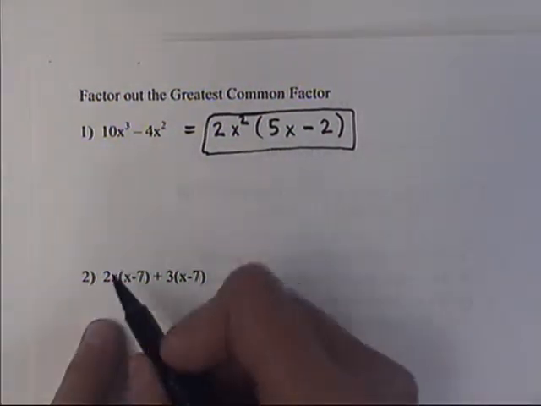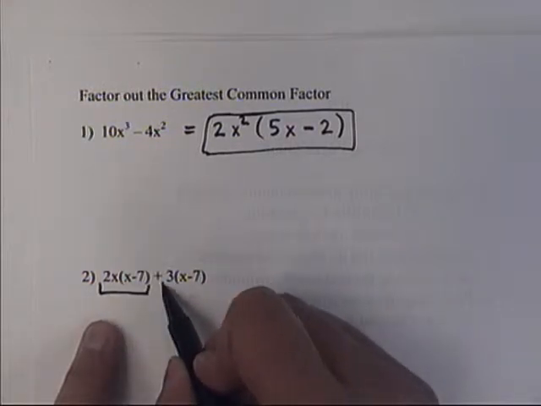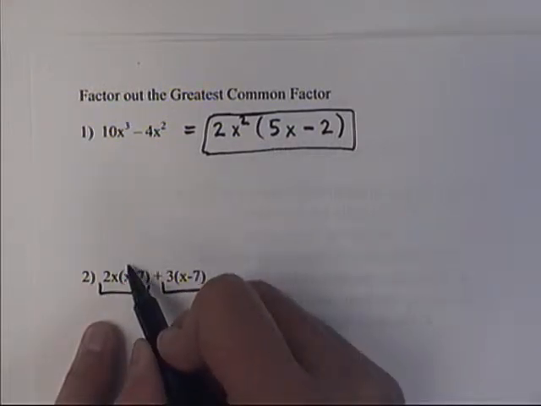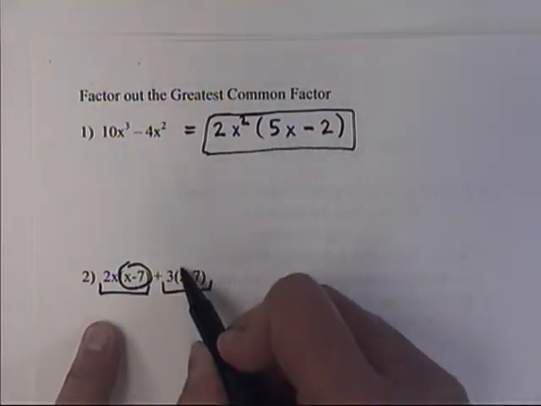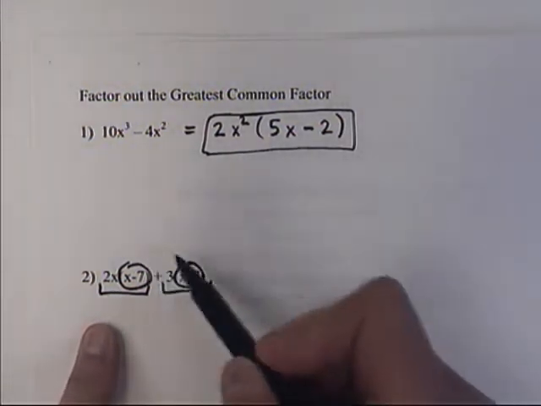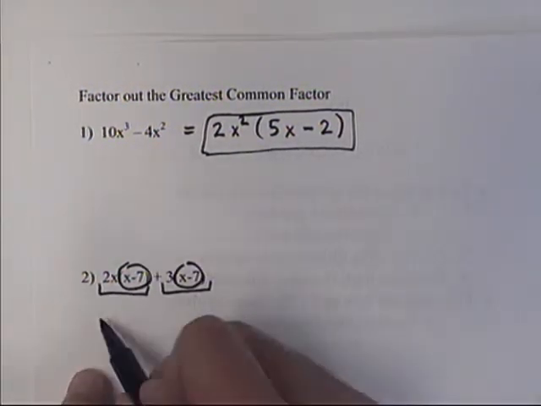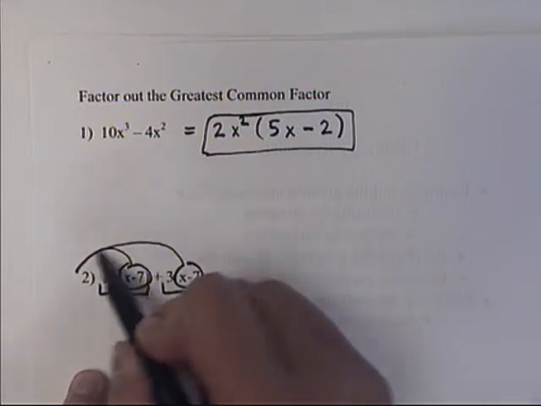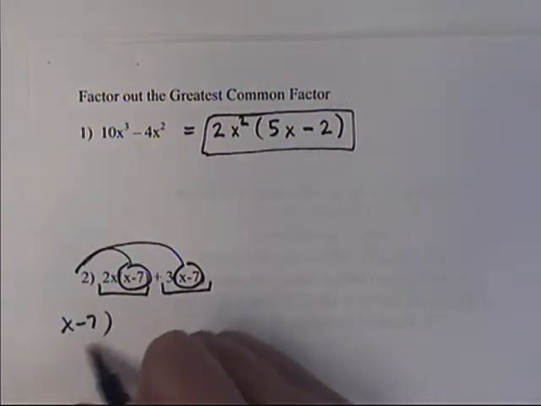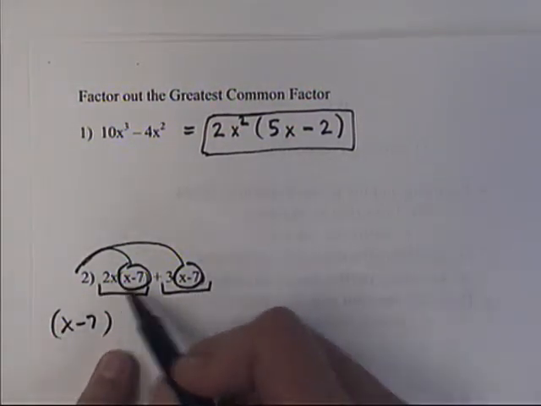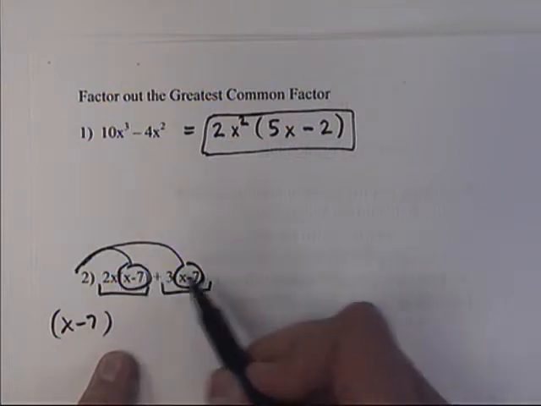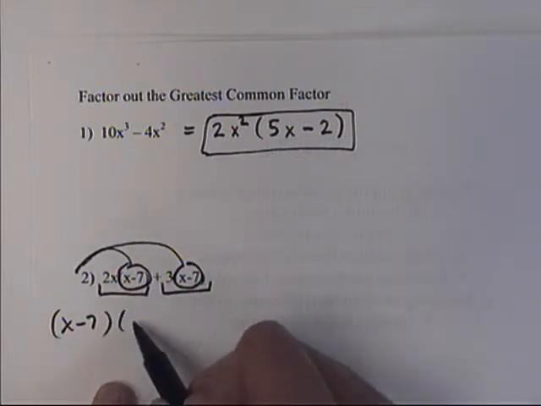Now here, I have two terms. I have this one, and I have this one. What do they have in common? Well, they both have x minus 7. So I can factor that out of both of these, put it at the beginning, and then what is it multiplied by? Whatever's left over. If those two go away, I get 2x plus 3 left over.